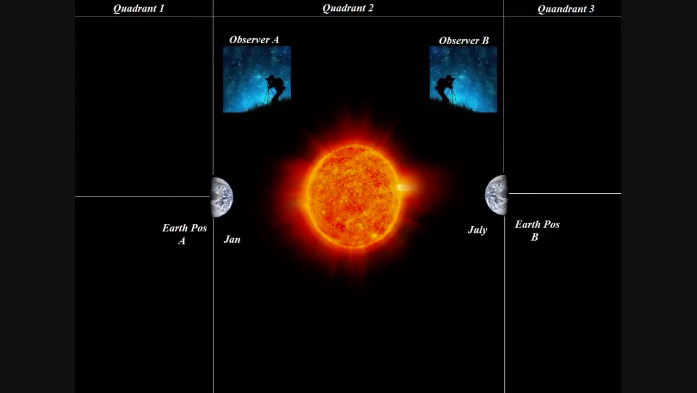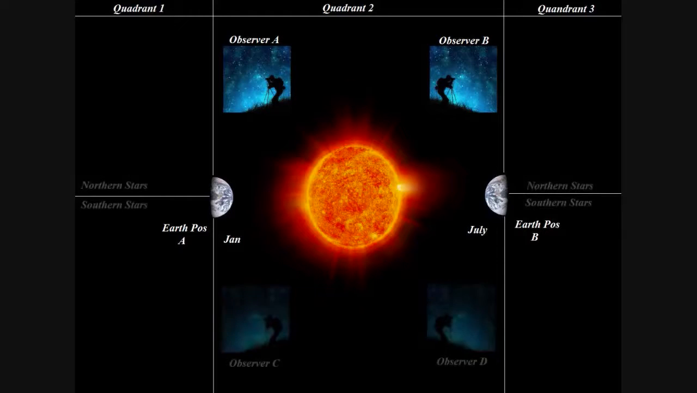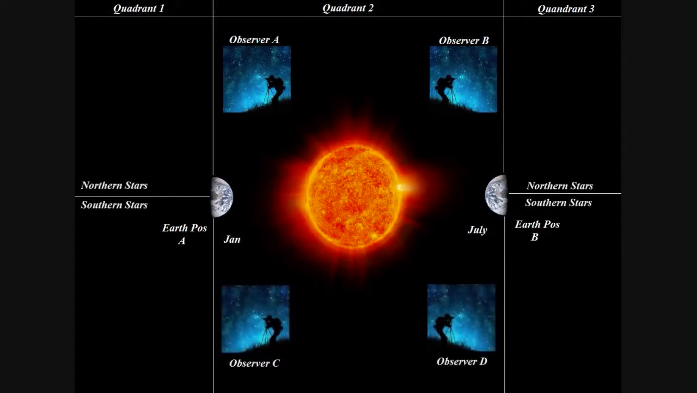Let's elaborate and divide up the section into further quadrants of both northern and southern stars, like so. We can now post an observer in the southern hemisphere and call him observer C for January, and we can post an observer in the southern hemisphere in July and call him observer D.